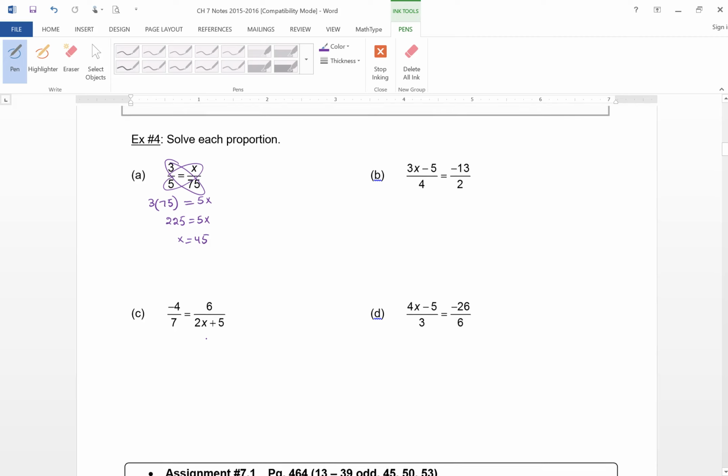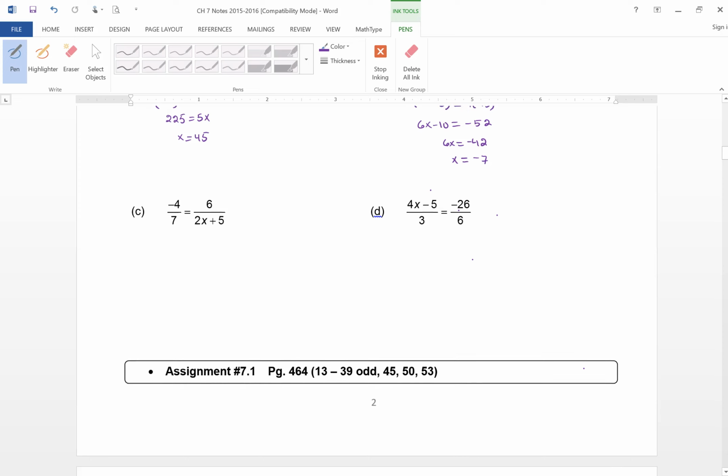So what about this one? What do we do here? Right, cross multiply. 2 times 3x minus 5 is equal to 4 times negative 13. So this is 6x minus 10 equal to negative 52. And x is negative 7. Okay?